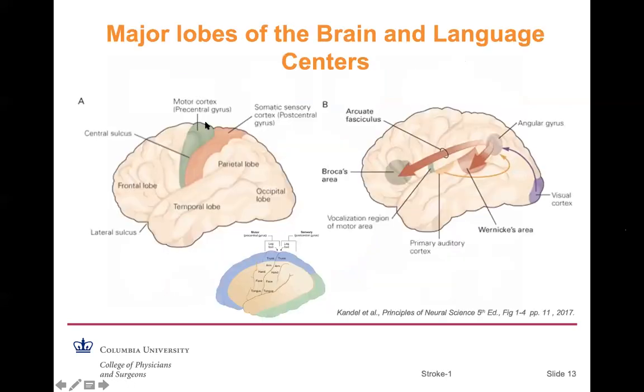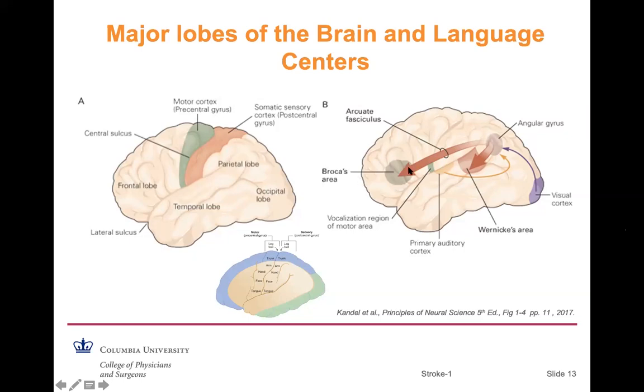So this is just to go over some of these important areas again. Remember, the motor cortex is in the most posterior aspect of the frontal lobe, and the sensory cortex is in the most anterior aspect of the parietal lobe. This is the precentral gyrus, the motor cortex, and the sensory cortex is the postcentral gyrus. These are very important to our ability to feel and our ability to move, so these are very important areas when damaged.